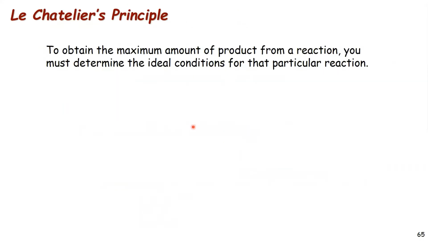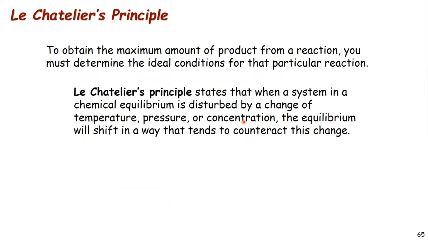Okay, now let's talk about Le Chatelier's principle. Basically, Le Chatelier's principle in a nutshell says that anything that we do, nature tries to undo. And it really is that basic, okay? So again, Le Chatelier's principle states that when a system in chemical equilibrium is disturbed by a change in temperature, pressure, or concentration, the equilibrium is going to shift in a way to counteract that change.